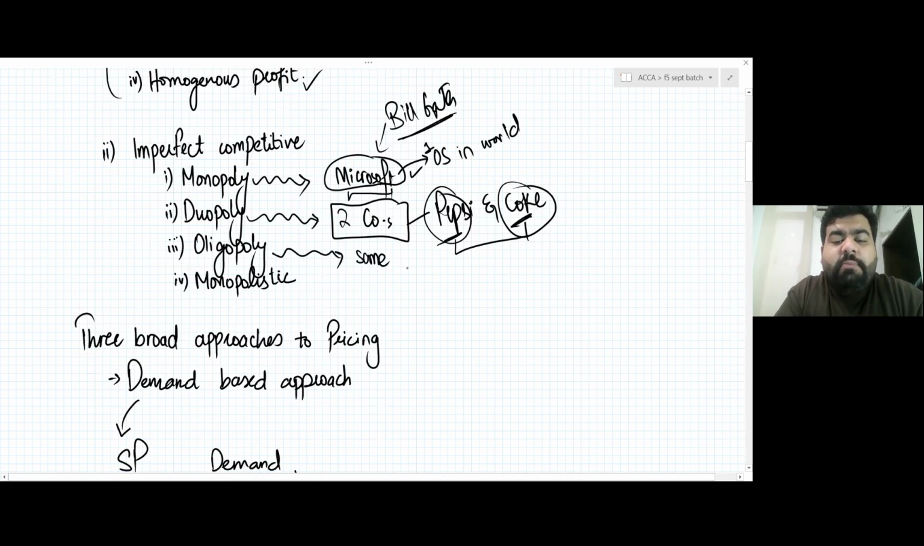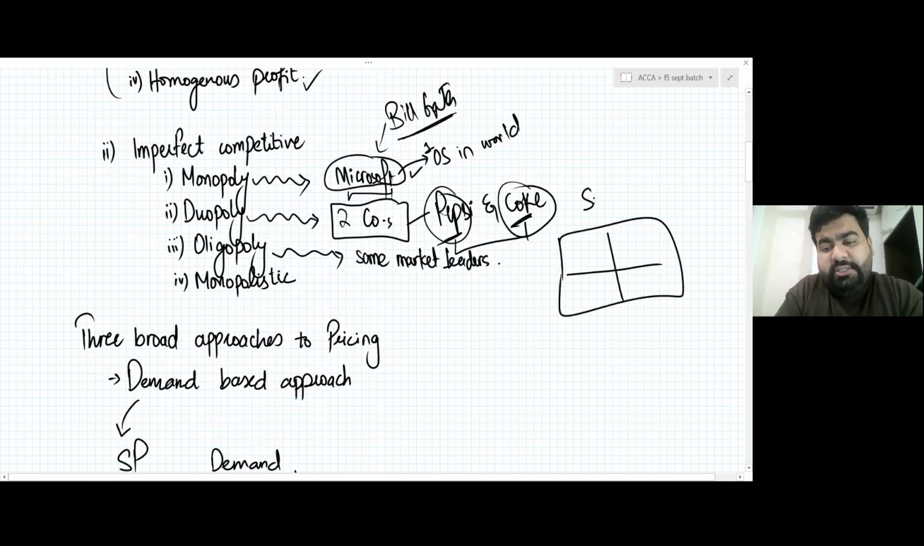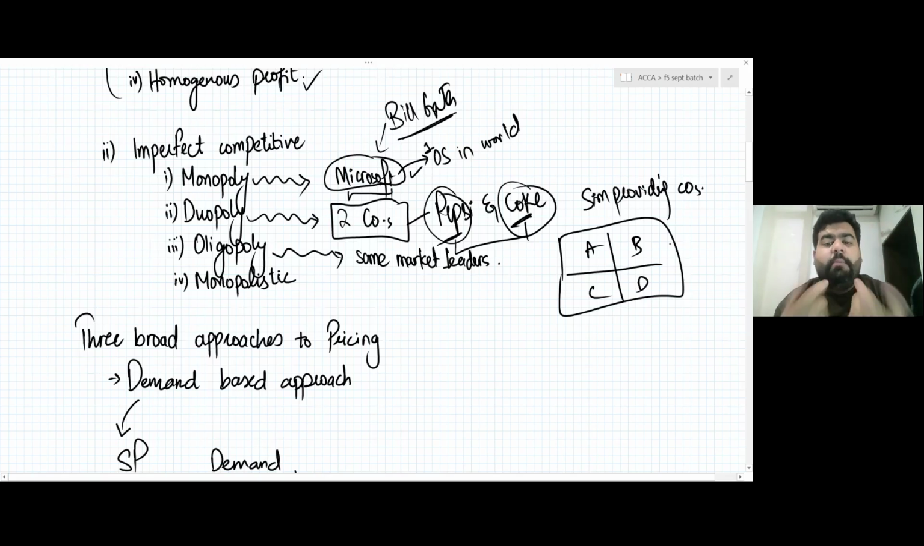After that, oligopoly. Oligopoly means when there are some market leaders. Some means more than two: three, four, 10. Not everyone is the leader, just some market leaders. For example, you know that there are SIM providing companies in every country, right? Just assuming there are four companies A, B, C, and D. These four SIM providing companies are in the complete market, and only these companies' SIMs are used by the public. So there are only four leaders in this market, maybe five.